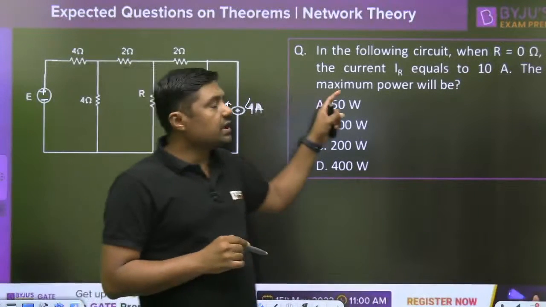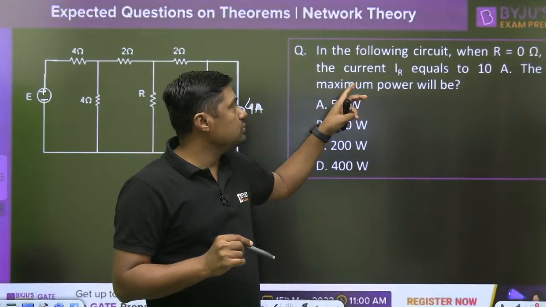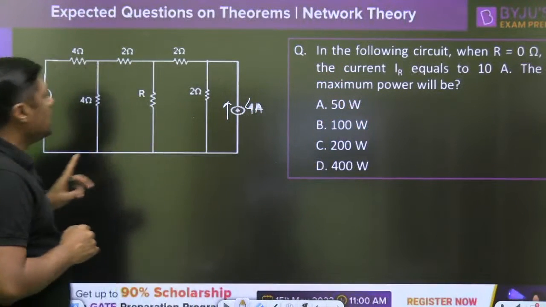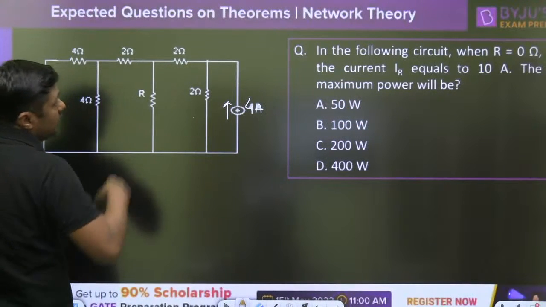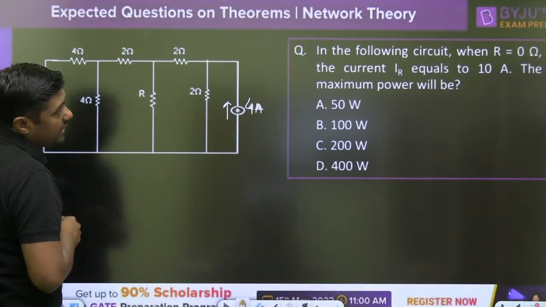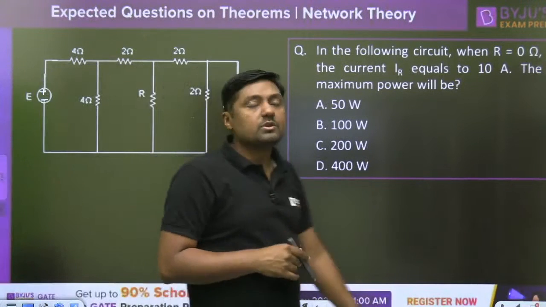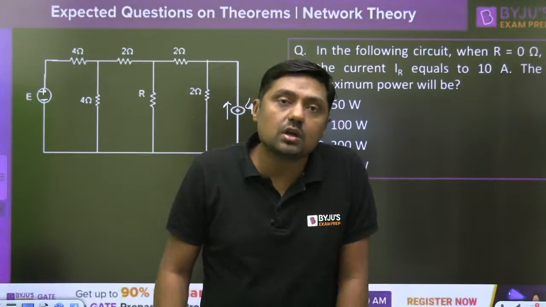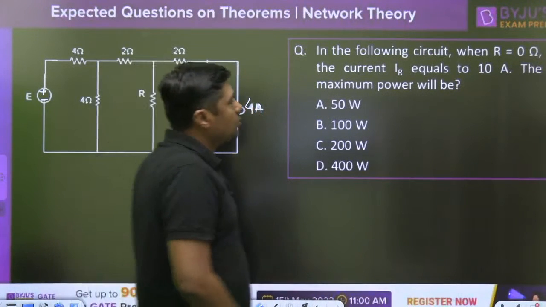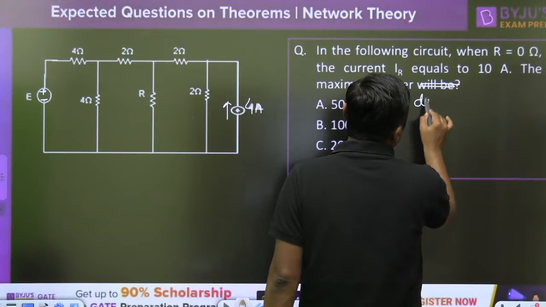In the following circuit, when R is equal to 0, the current IR equals 10 ampere. So make it a short circuit, and in that case the current is 10 ampere. The maximum power will be 2R. This is the question. What will be the maximum power across the R? Across the R you have to find. What is the maximum power delivered to R?